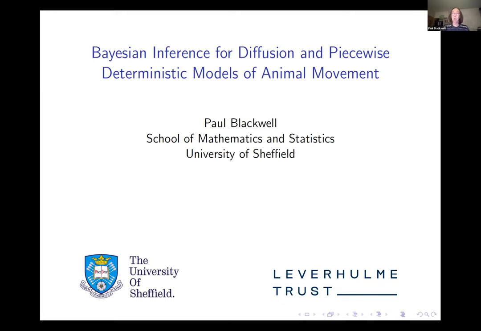I want to talk about a couple of different approaches to movement modeling and the statistical issues that arise when we look at continuous time movement modeling. And then at the end, I'll just try and link that back a little bit to the idea of selection that fits in quite nicely with what Mevin has talked about, although with a very different perspective.